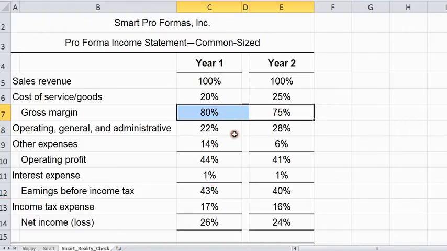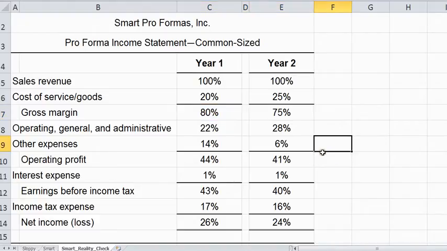So it's good to do this, what's called common sizing of your income statement. It may help you in your presentation. Regardless, it will definitely help you as a reality check. Catch any data that doesn't quite fit, or data that might have to be explained. So it may just help you explain your presentation better.